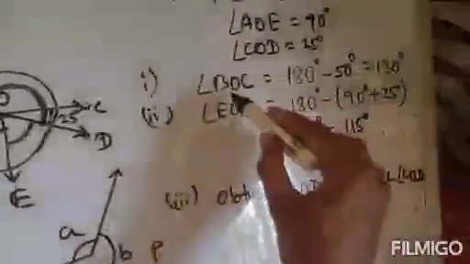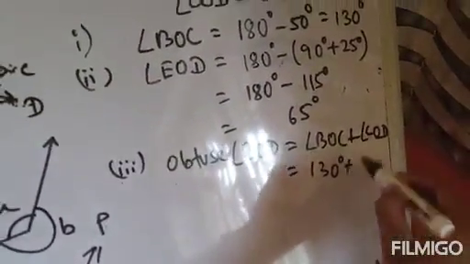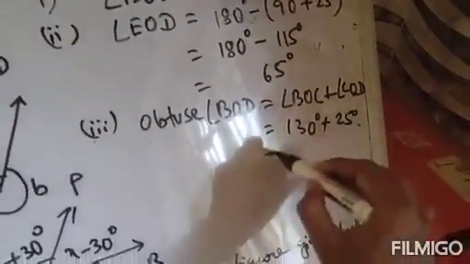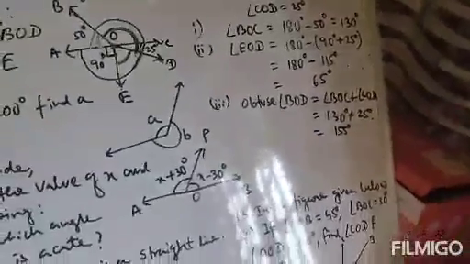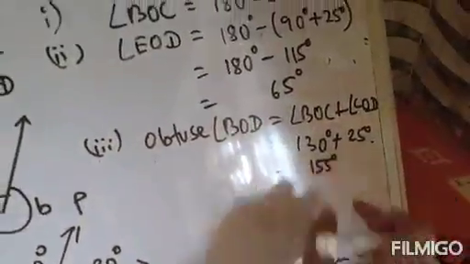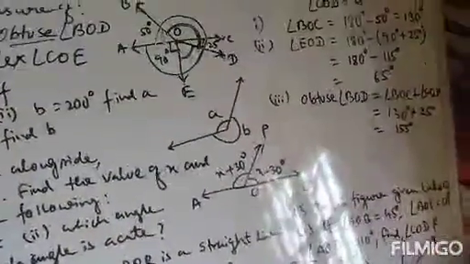Now BOC, the BOC angle is 130 degree. We have already extracted BOC 130 degree, and COD is given as 25 degree. So add these: 130 and 20 is 150, and 5, 155 degree. So see, the measurement is between 90 degree and 180 degree, that means it is an obtuse angle. Obtuse angle BOD is 155 degree.